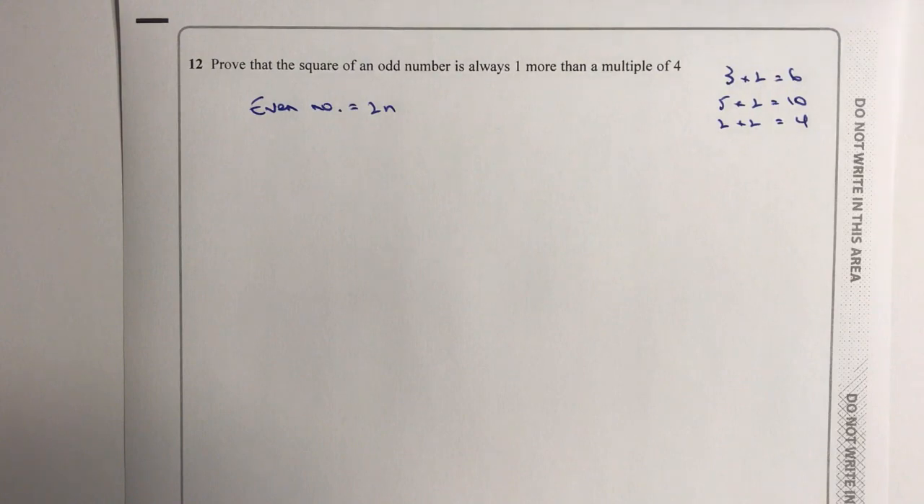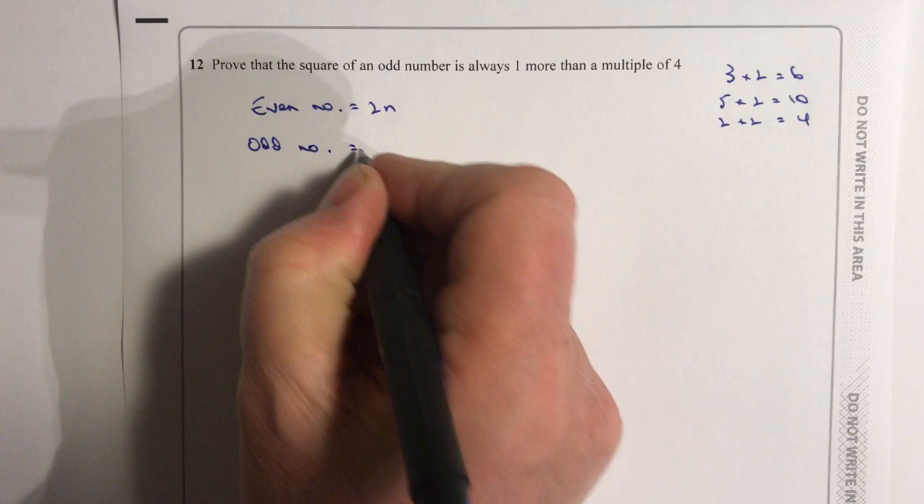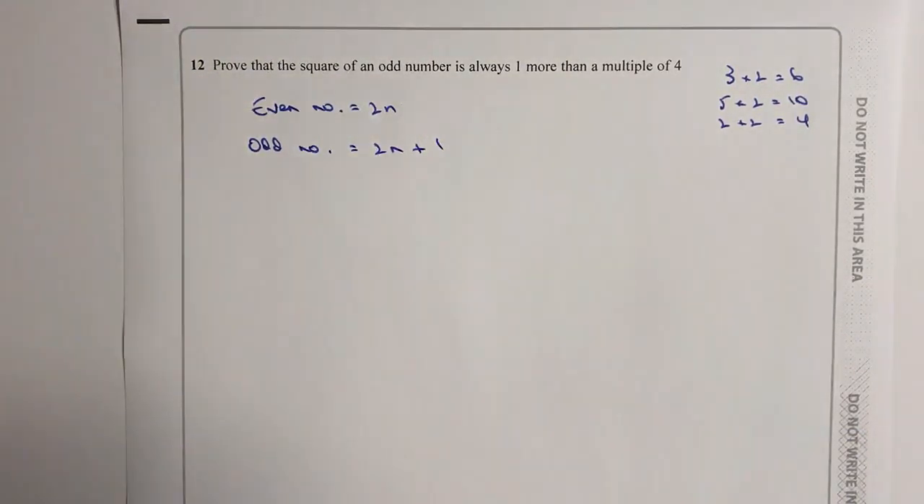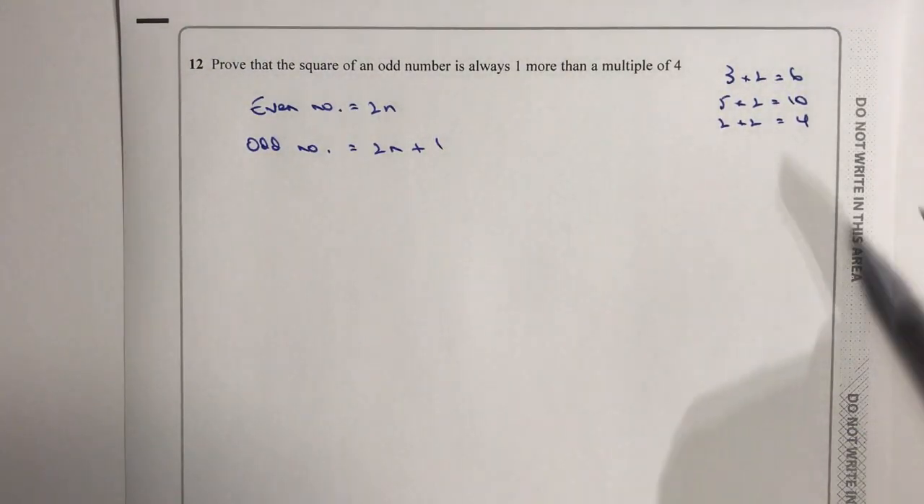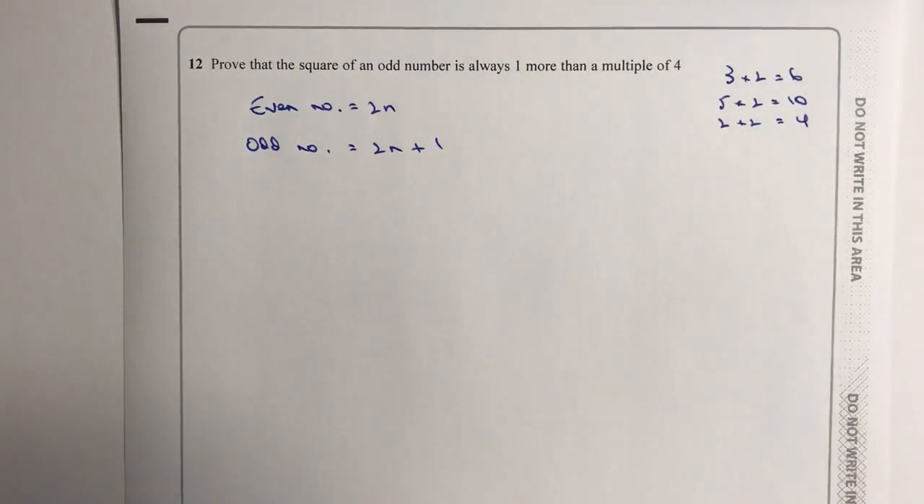So it follows then that any odd number is going to be equal to 2n plus 1, okay? Because if I add 1 to any of these numbers, I'm going to get an odd number. All right, so let's go back to the question. Prove that the square of an odd number is always 1 more than a multiple of 4.